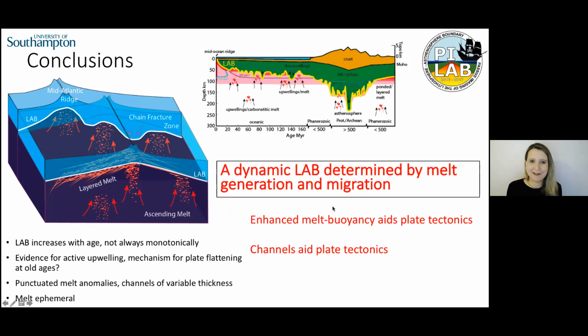And that's it. Overall, the LAB is increasing with age, but it's not always monotonic. There is evidence for active upwelling. This could be a good mechanism for plate flattening. We find punctuated melt anomalies, channels of variable thickness, and the melt itself is probably ephemeral. It suggests that the LAB is dynamic and determined by melt generation and migration. And this melt may also aid buoyancy and help plate tectonics. The channels themselves may weaken the mantle and also facilitate the motion of the lithosphere over the asthenosphere.